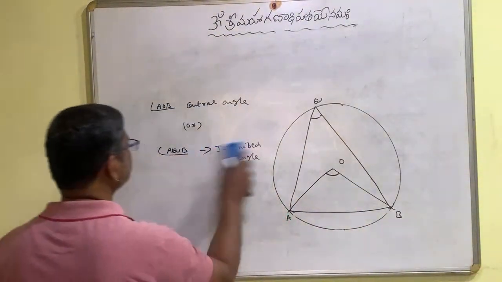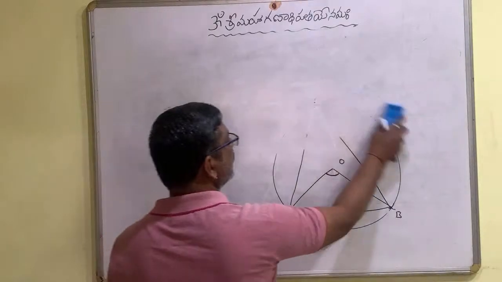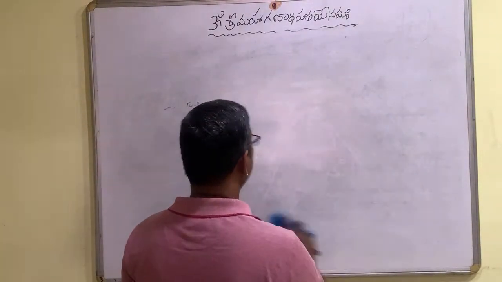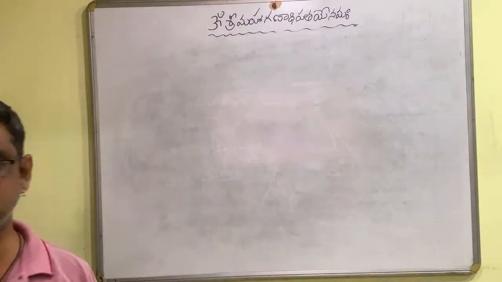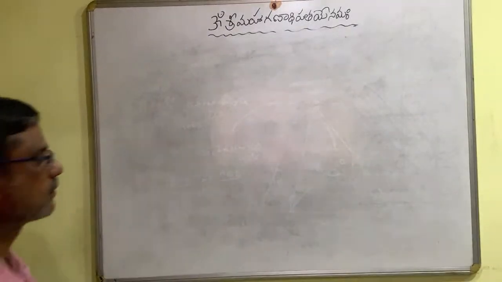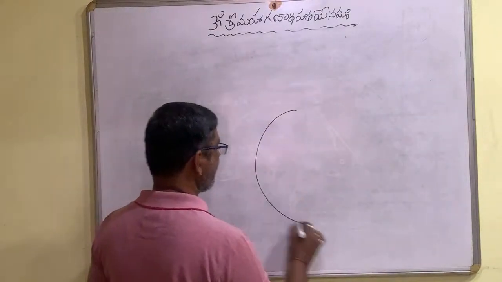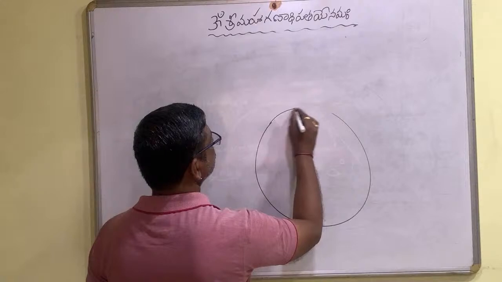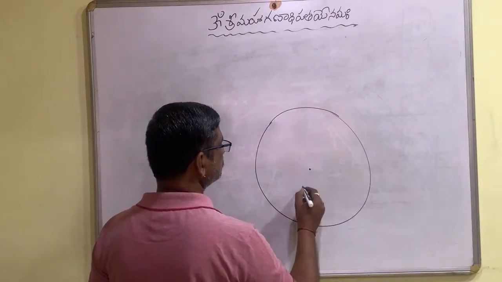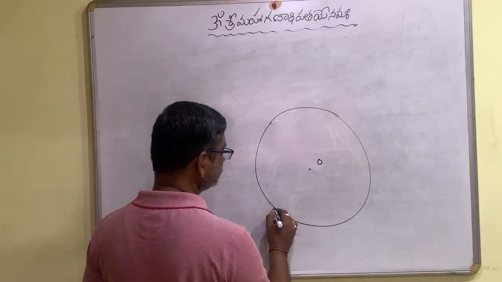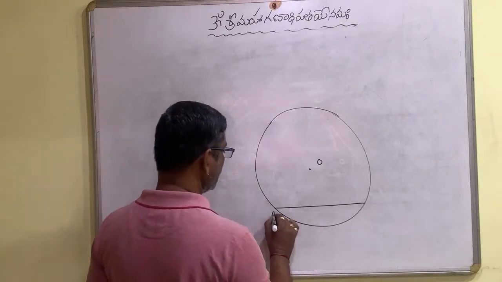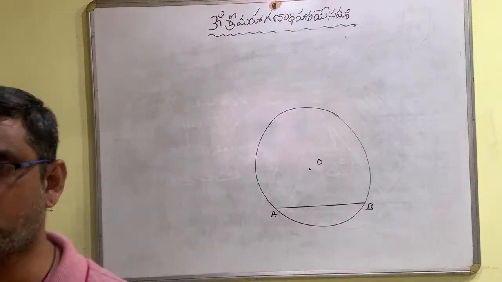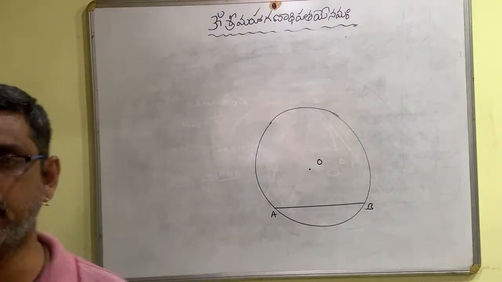Now, one more property I am going to tell you is, see, circle with center O, chord AB. Circle with center O, chord AB.